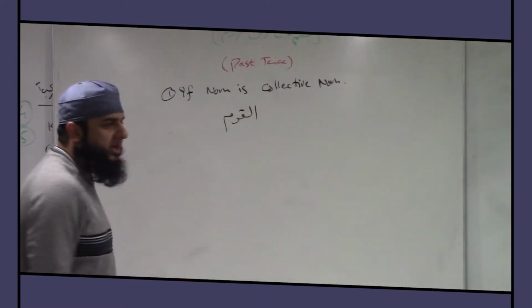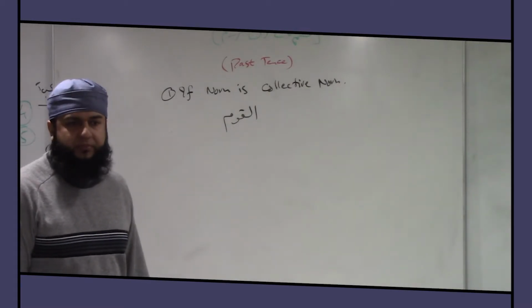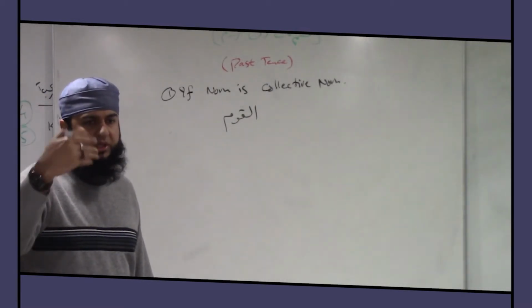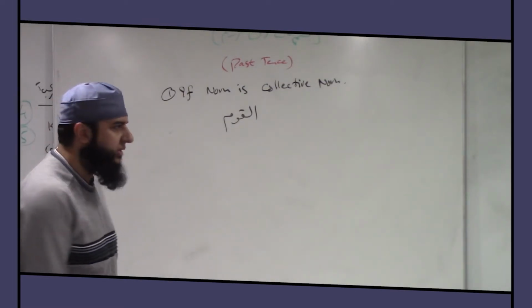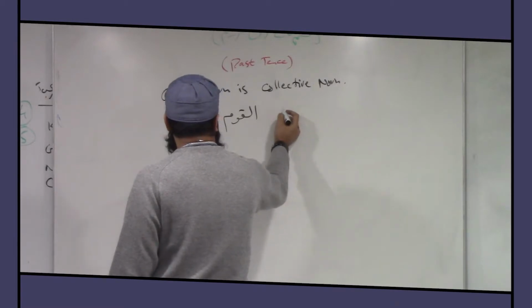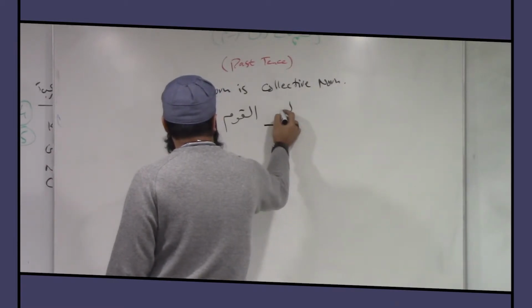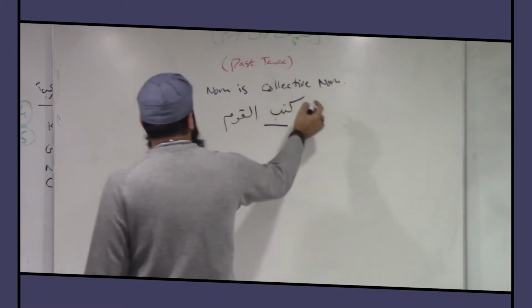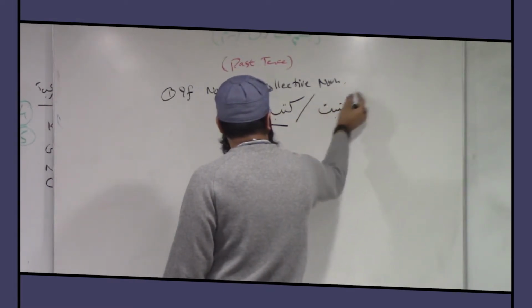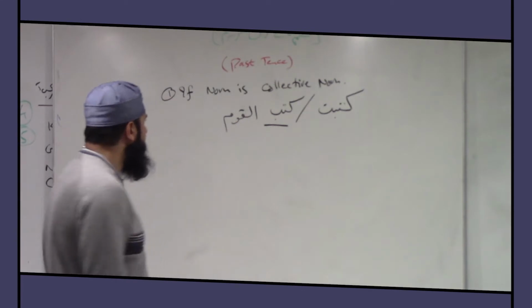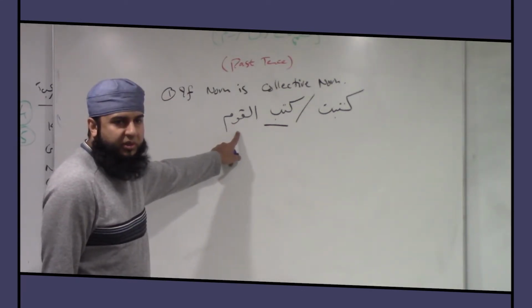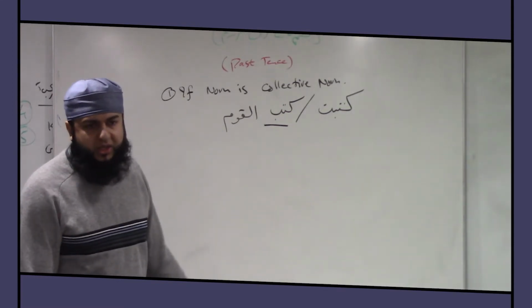So if you want to say neighborhood, nation, road, the family. You say "the nation has written," so what are you going to use here? You can say kataba, and you can say katabat. Why? Because that collective noun includes both males and females. So that's why you can say that it's a collective noun, right?